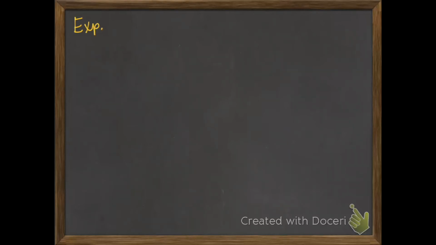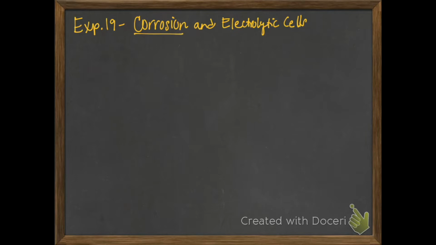This is a pre-lab discussion for experiment 19 in Chemistry 1B, and experiment 19 is about corrosion and electrolytic cells. So this is broken into two parts. The first part is corrosion, so I'll discuss that first. Specifically, we're going to look at the corrosion of iron.